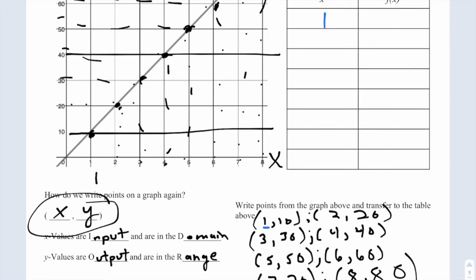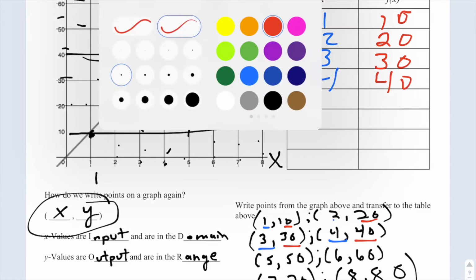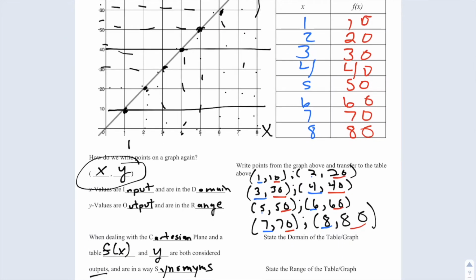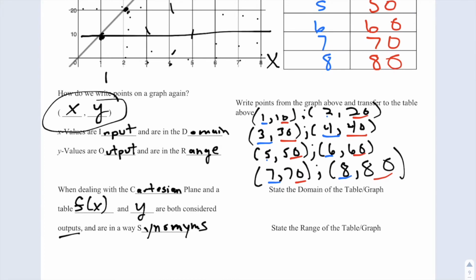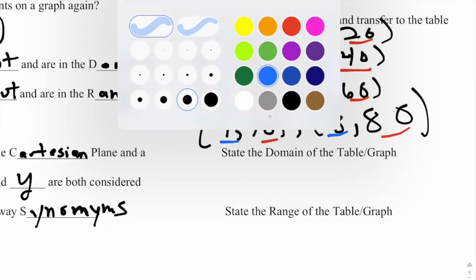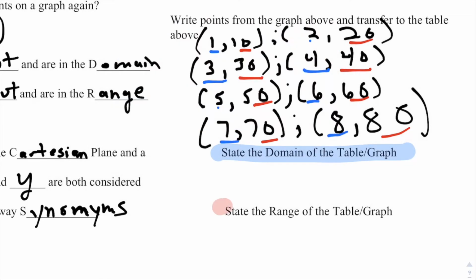1, 10. 2, 20. 3, 30. 4, 40. You get the idea, so I'm going to fill in the rest of the table rather quickly. So now that we have our table filled in, we can sit here, or we can even do it from the points, and we can state our domain and state our range.